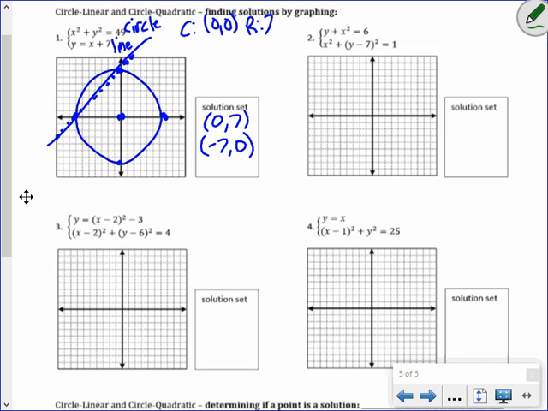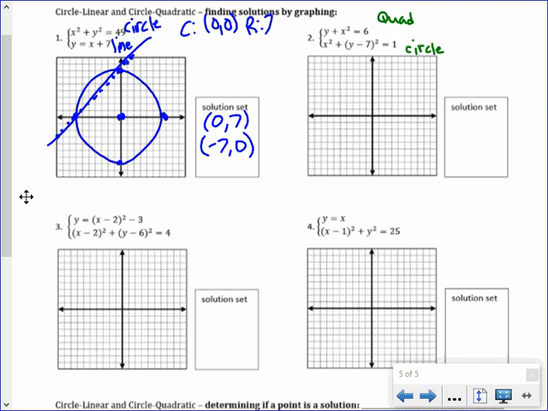Example number 2. What type of equation is the first one? Yes. The first one is a quadratic. It will give me a parabola. What about the second one? A circle. So again, very important you guys are able to identify that. What's wrong with the first equation though? Or how did you know it's quadratic first of all? There's an x squared. Okay. What's wrong with it though? It needs to be y equals.